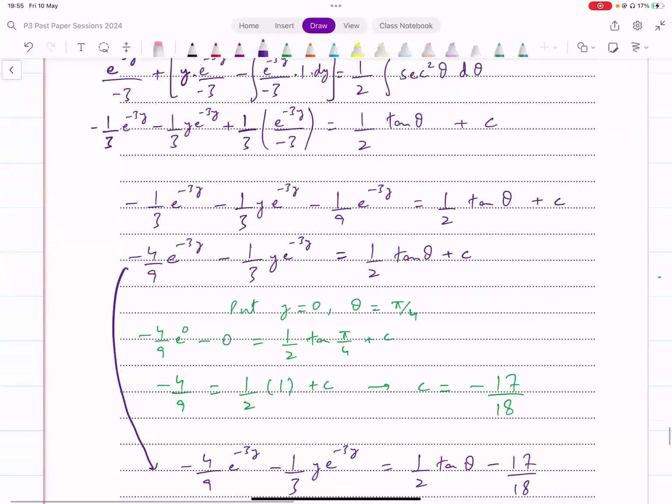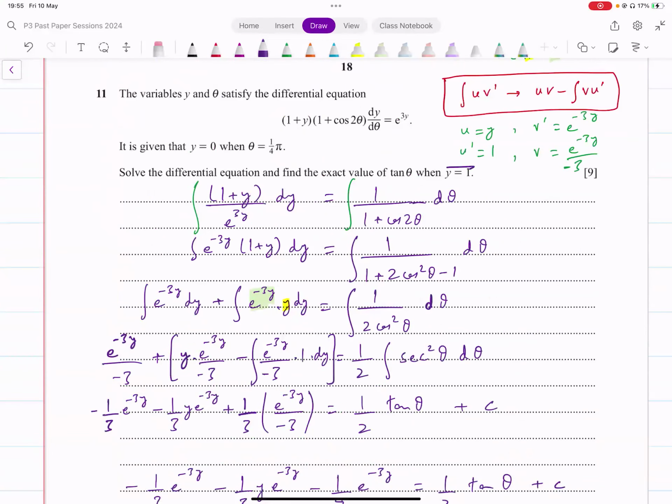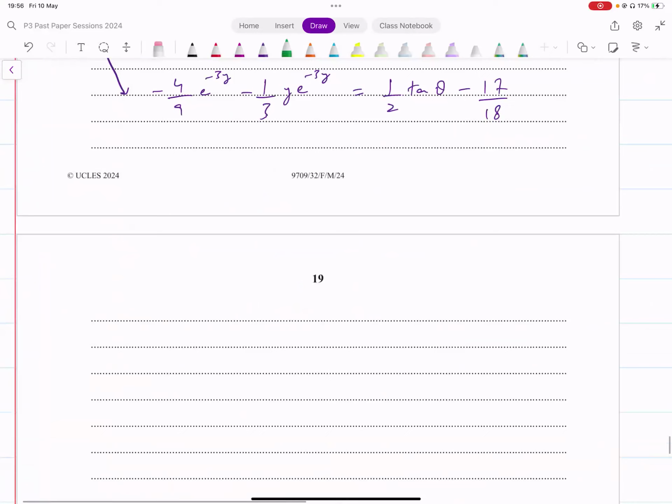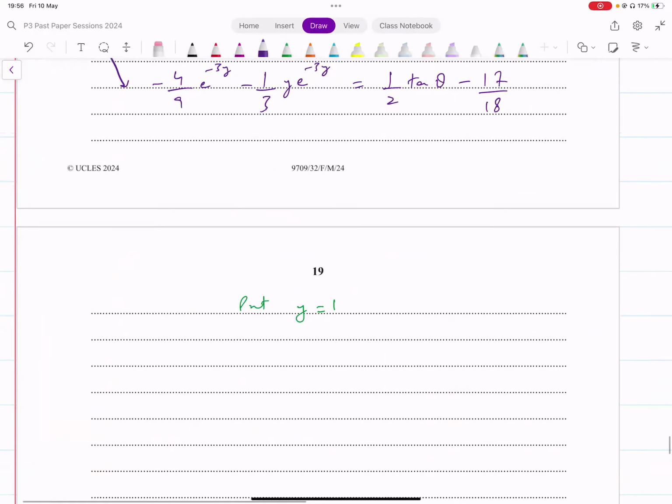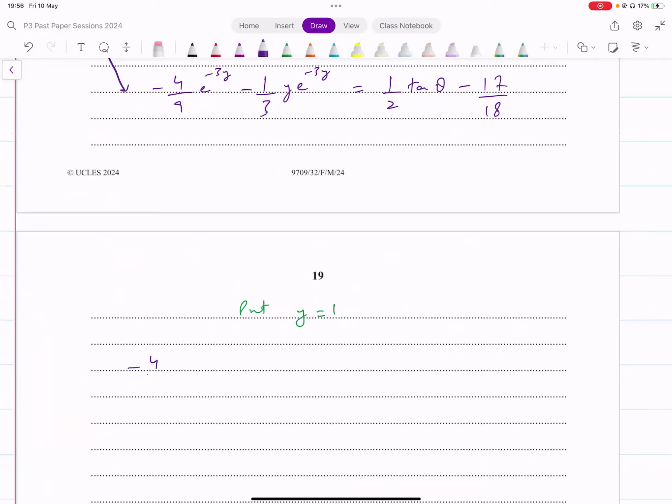Now, we want to find the value of tan theta when y = 1. And we want an exact value, remember? We want an exact value, keep that in mind. y equals 1. All you have to do now is put y equal to 1 in this equation and see what that gives you. When we input y equal to 1, that gives us minus 4 over 9 into e raised to power minus 3 minus 1 over 3 into 1 into e raised to power minus 3. On the other side, we have 1 over 2 into tan theta minus 17 over 18.